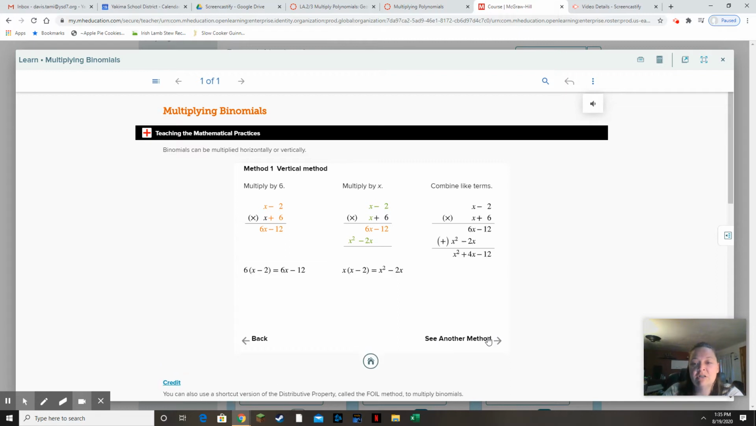The last step is to combine all of your like terms. Okay, so since they're nice and stacked up here, the negative 12 stays negative 12, the 6x and the negative 2x becomes positive 4x, and the x squared stays x squared. So when we multiply the quantity x minus 2 times the quantity x plus 6, we get x squared plus 4x minus 12. Go ahead and pause the video so you can make sure you get all of that copied into your notes before we move on to the horizontal method.